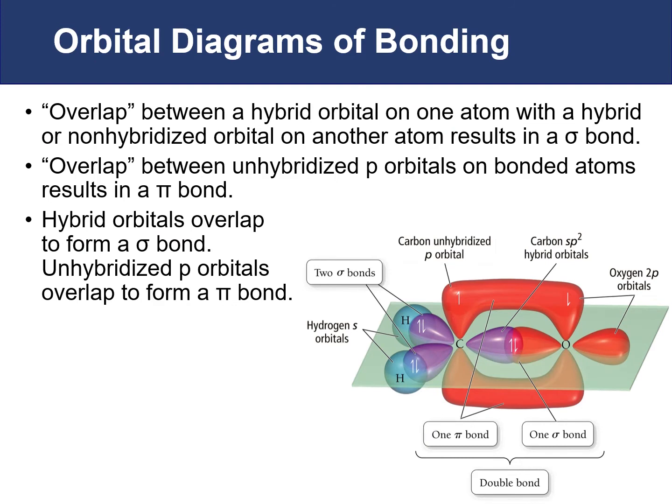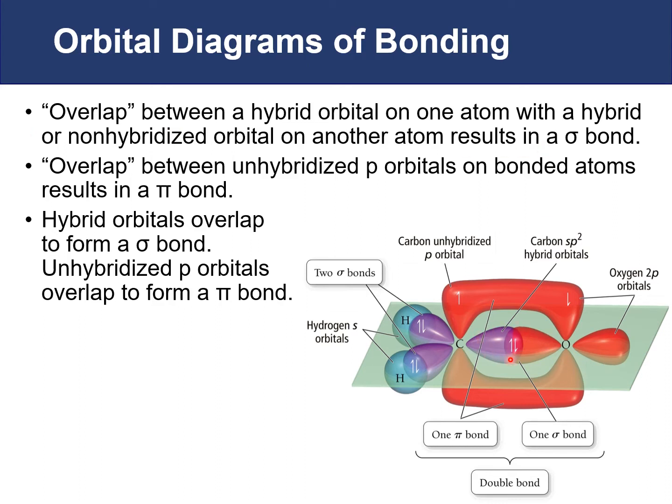Because the pi bond occurs directly above and below the internuclear axes, again the axes between the two nuclei, and the sigma bond occurs directly along that axis, you can get a situation where a pi bond is above the axes and you have a sigma bond below. This is the case of how double bonds work. A double bond is a combination of a sigma bond in the middle and a pi bond that is above and below the axes. It is the overlap between hybrid orbitals on one atom with a hybrid or non-hybridized orbital on the other atom that will result in a sigma bond.